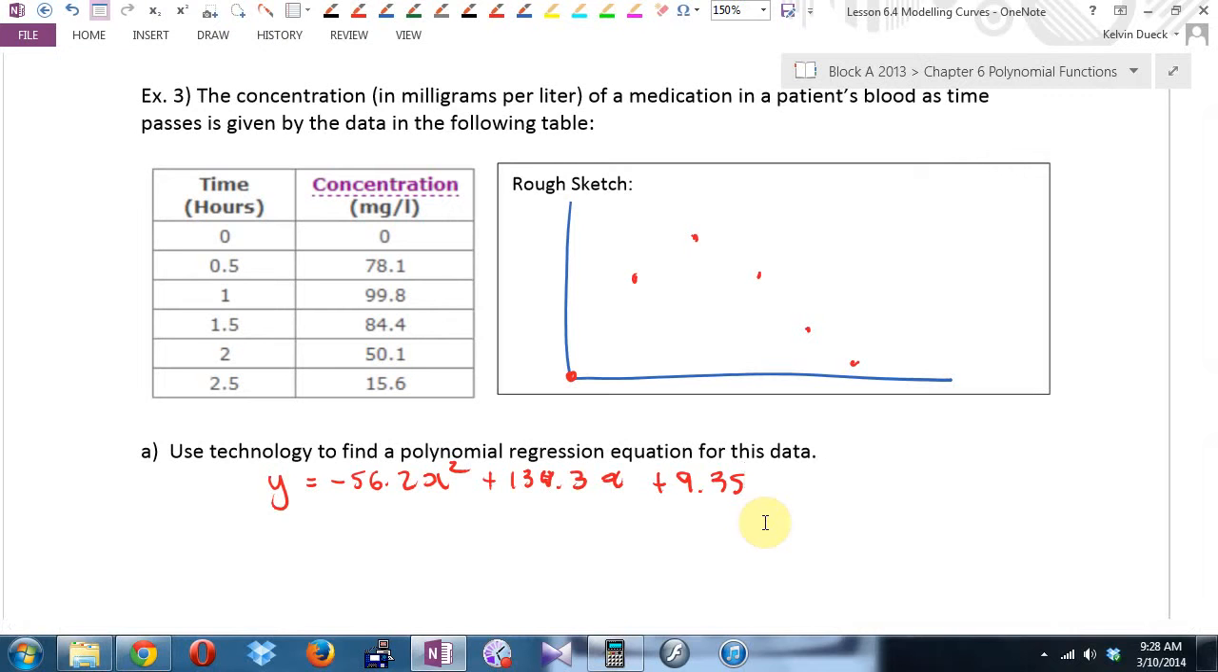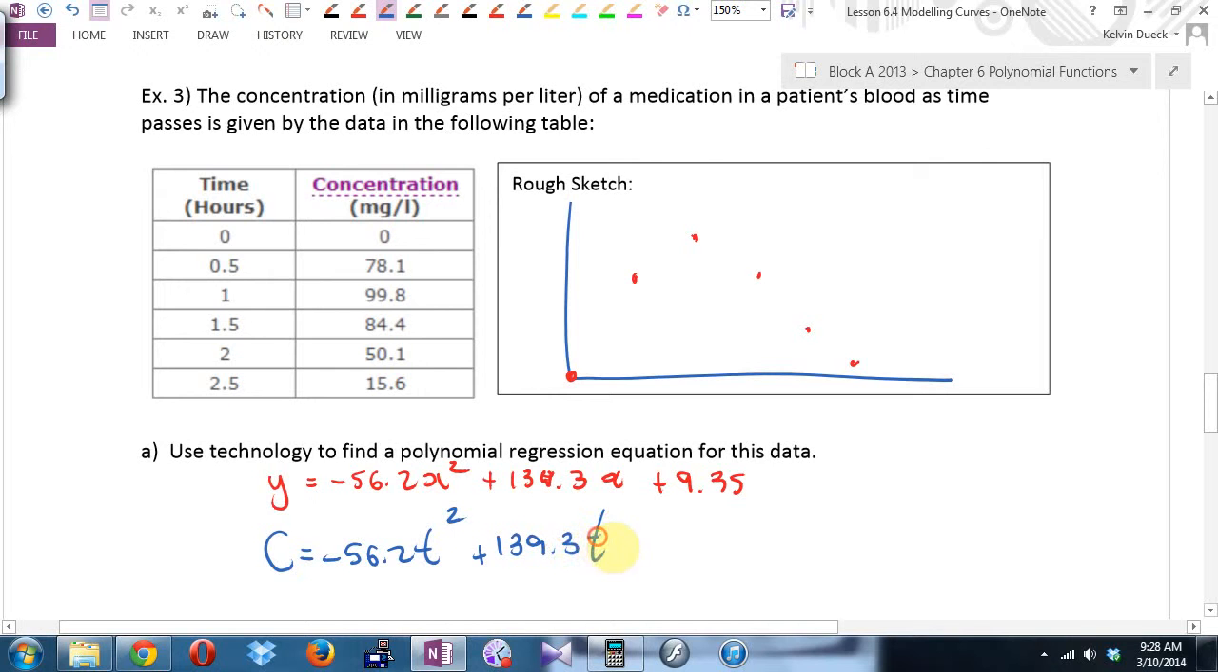Except, what is sitting on the x-axis? What did we graph on the x-axis from our chart? Time. What would be a good letter to use for time? So I'm going to rewrite this as t squared. And what are we measuring on the y-axis? Concentration. What would be a good letter for concentration? So I'm going to go C equals negative 56.2 t squared plus 139.3 t plus 9.35.